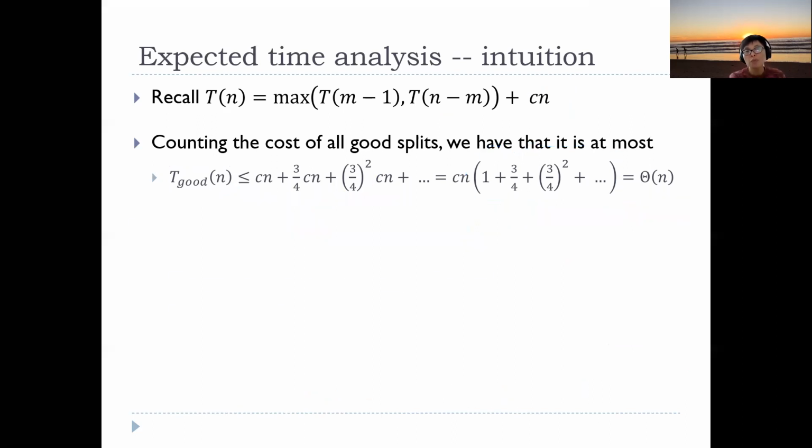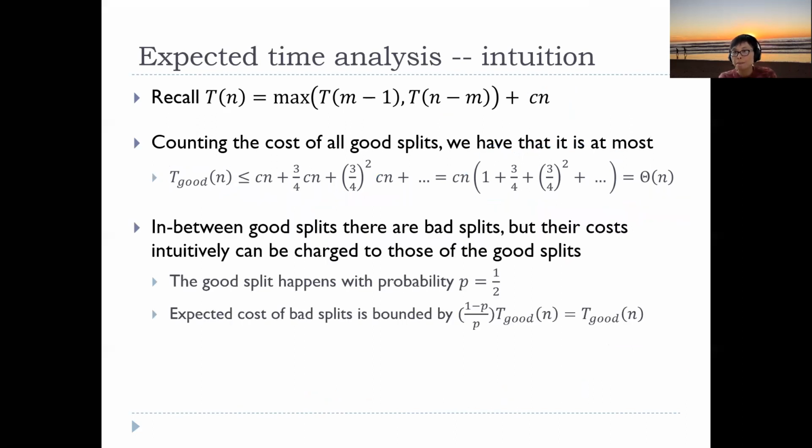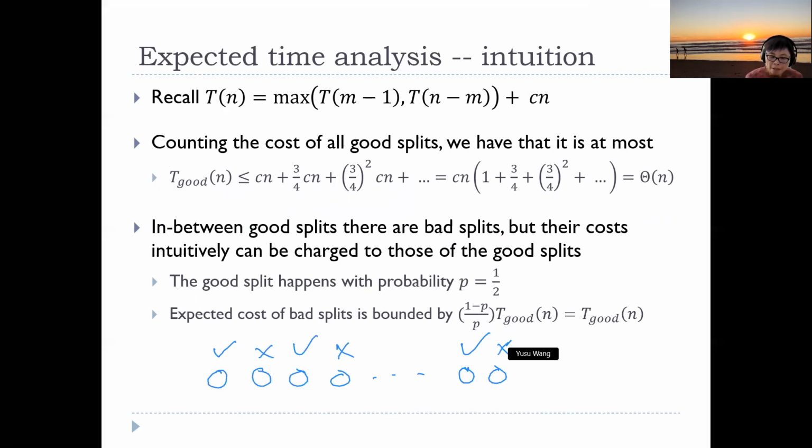Of course, we still have the bad splits. Intuitively, a bad split happens only with probability 1 minus p, which is also 1/2. Roughly, I'm going to draw a picture which is not really true. You can think of this as a good split, a bad split, a good split, a bad split, as we recurse on the problem. Let's make the good splits green.